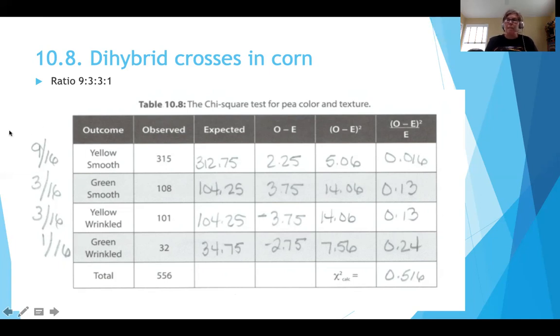So we would have those 16 squares. So 9 out of the 16 would be double dominant. 3 out of 16 would be one recessive, one dominant. 3 out of 16 would be one dominant, one recessive. 1 out of 16 would be double recessive. This is what we're going to use our 556 for, to get our expected.